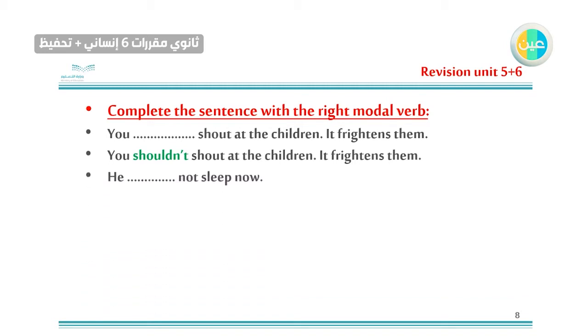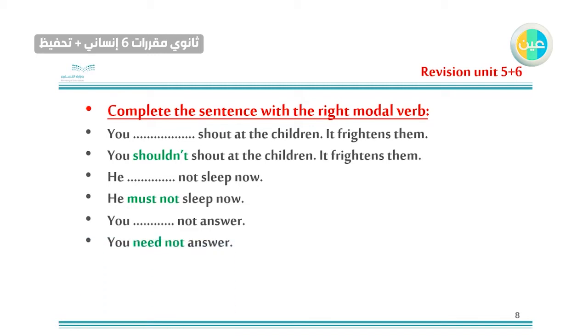He not sleep now. Maybe he doesn't have work tomorrow. So no need to sleep now. So this is a negative deduction. He mustn't sleep now, or we can take it as prohibition. No need to do it. You not answer. Yes, you need not answer. It's absence of obligation, or it's not necessary.